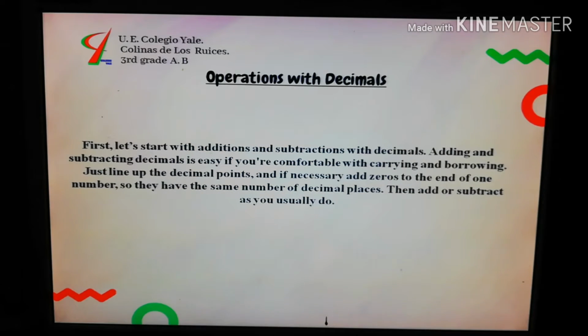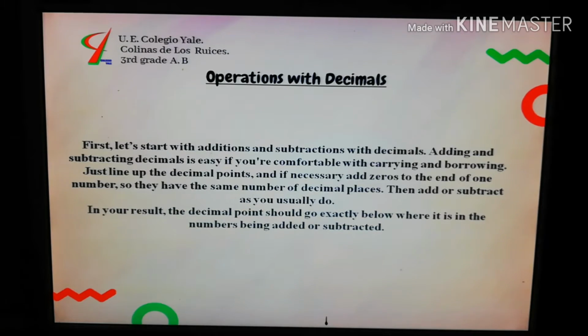First, let's start with additions and subtractions with decimals. Adding and subtracting decimals is easy if you're comfortable with carrying and borrowing. Just line up the decimal points and, if necessary, add zeros to the end of one number, so they have the same number of decimal places. Then add or subtract as you usually do. In your result, the decimal point should go exactly below what it is in the numbers being added or subtracted.